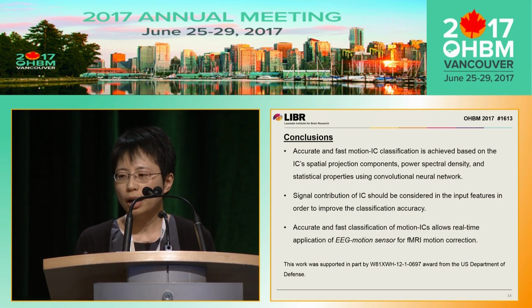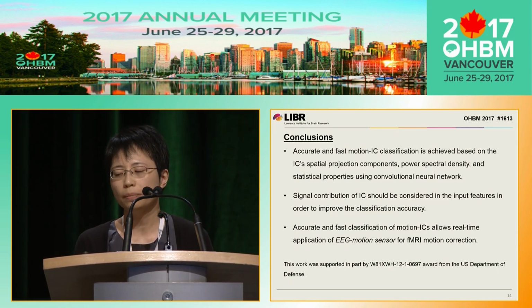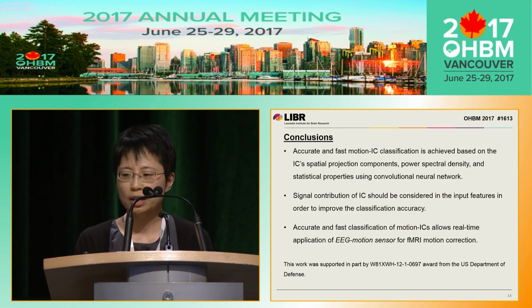Signal contribution of the IC should be considered in the input features in order to further improve the classification accuracy. Accurate and fast classification of the motion ICs allows the real-time application of the EEG motion sensor for the motion correction in fMRI on a slice-by-slice basis.